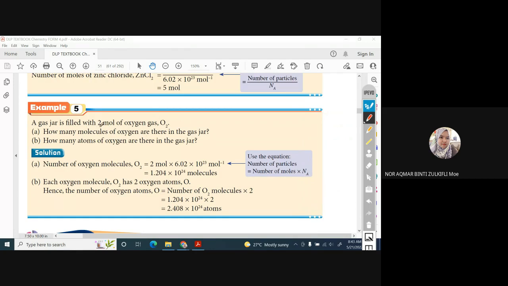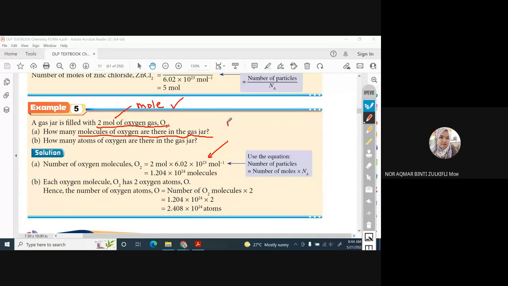Okay, so now given to you a gas jar is filled with 2 mole of oxygen gas. So we have mole here. In chemistry you need to underline or highlight the important information given. How many molecules of oxygen are there in the gas jar? So they want the number of molecules. Use the formula just now.